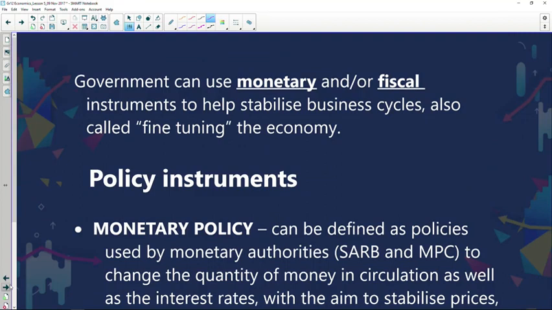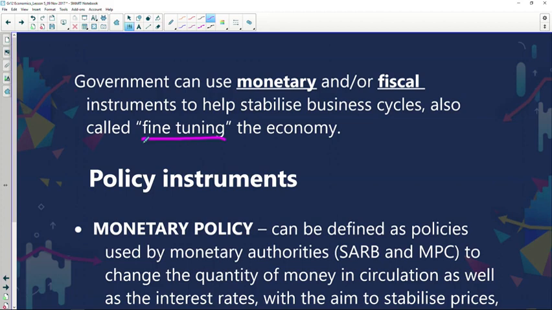So the focus of today's lesson will be on government policy, and we're going to look at how government actually uses monetary policy to influence and manage the business cycle. So let's get started. All right, so we know that government can use monetary and/or fiscal instruments to help stabilize business cycles, also called fine-tuning, okay? So they can use fine-tuning in order to stabilize the business cycles.